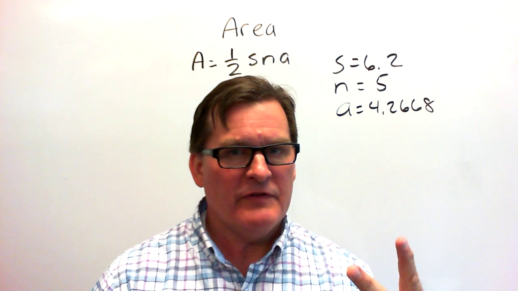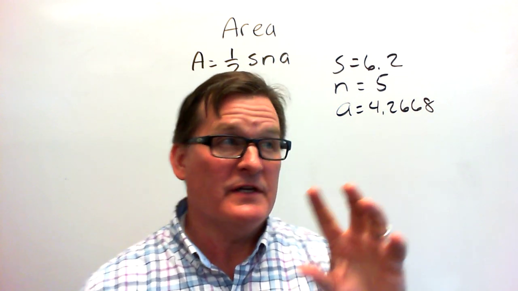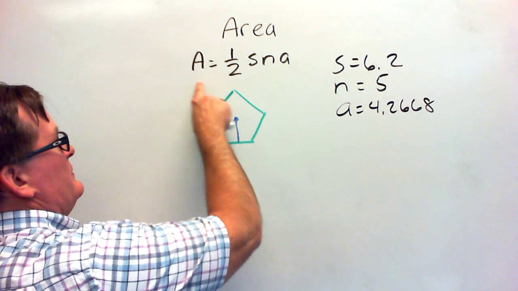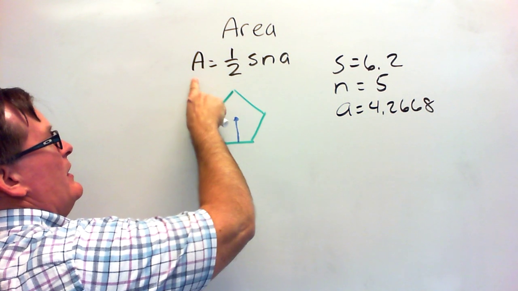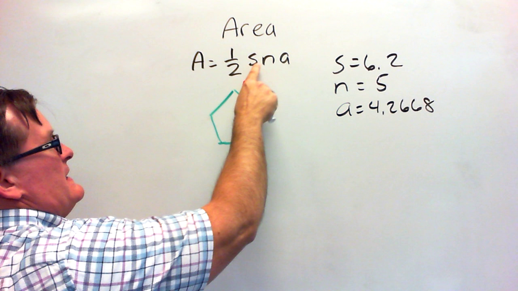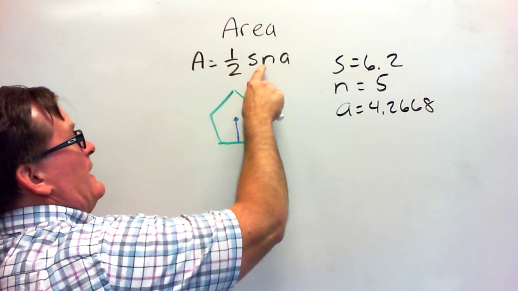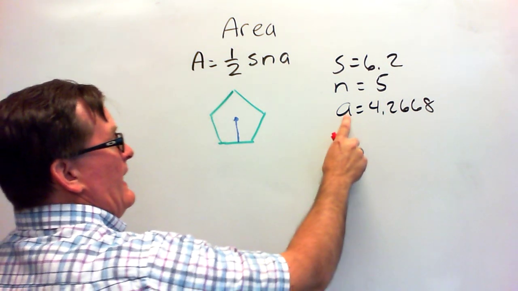This is going to be a two-part video because in the first video I'm going to show you where this formula comes from. I've given you the formula, and that's one thing that math teachers do, we give you the formula for finding the area of a regular polygon, and this will work for any regular polygon. It's 1/2 times S N A. S is the side length. N is the number of sides, so that follows with the perimeter formula. A is a new term.